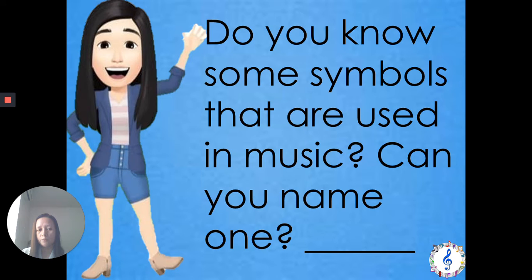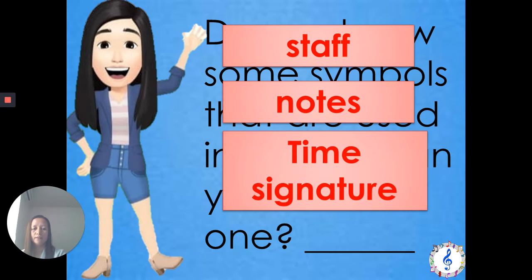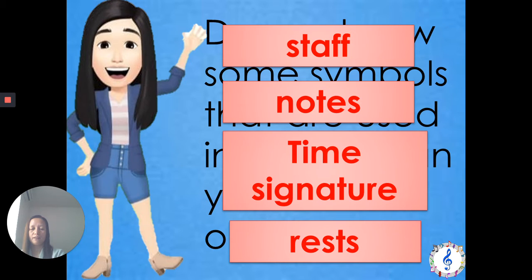Do you know some symbols that are used in music? Can you name one? Okay, let us know if your answer is correct. Stop, notes, time signature, and rest. Those are some musical symbols used in a song or in a composition.